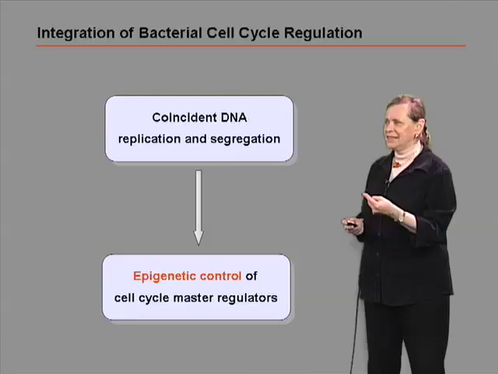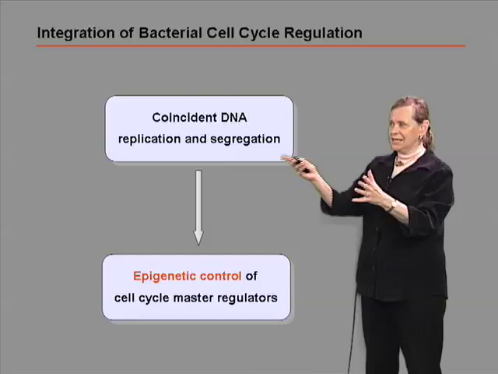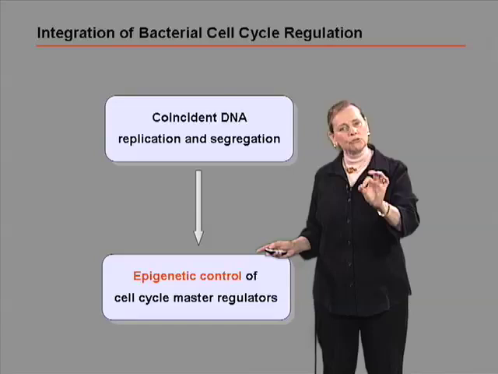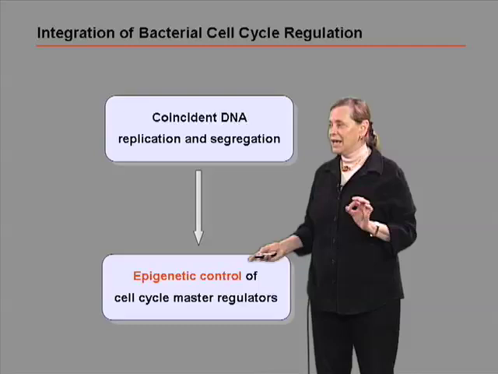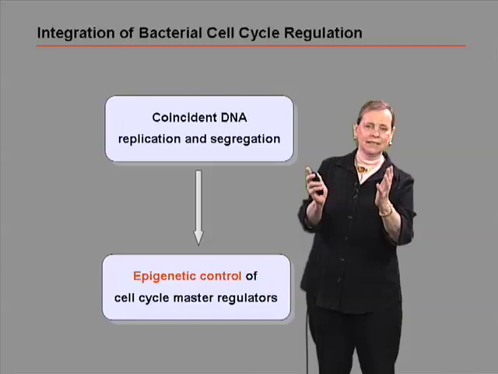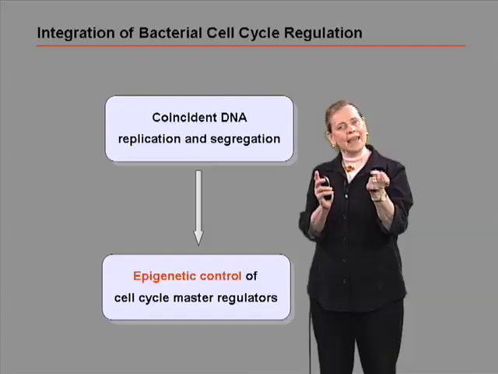Now, the second story I'll tell you, and it's really the last story I'll tell you, is that another way that the cell integrates these various functions, integrates DNA replication and segregation with the progression of the cell cycle, is to control the expression of the master regulators. And it does this by using an epigenetic mechanism, which is DNA methylation. So if you have a chromosome of Caulobacter in the swarmer cell, there are sequences in the DNA, GANTC, that get methylated on the adenine.